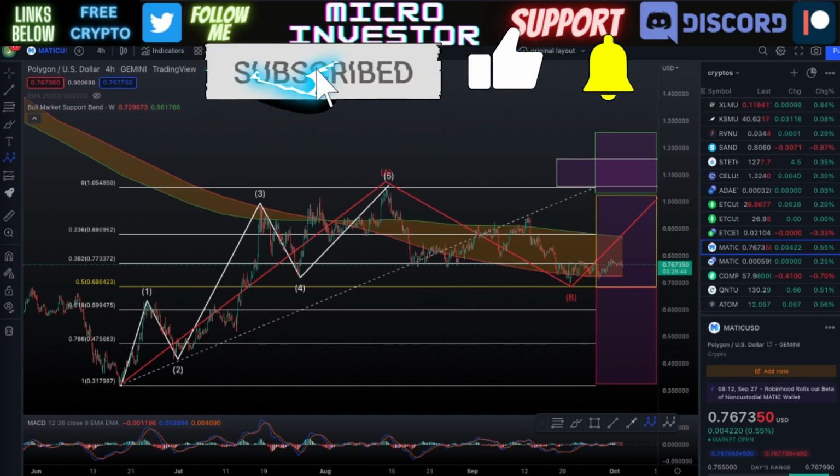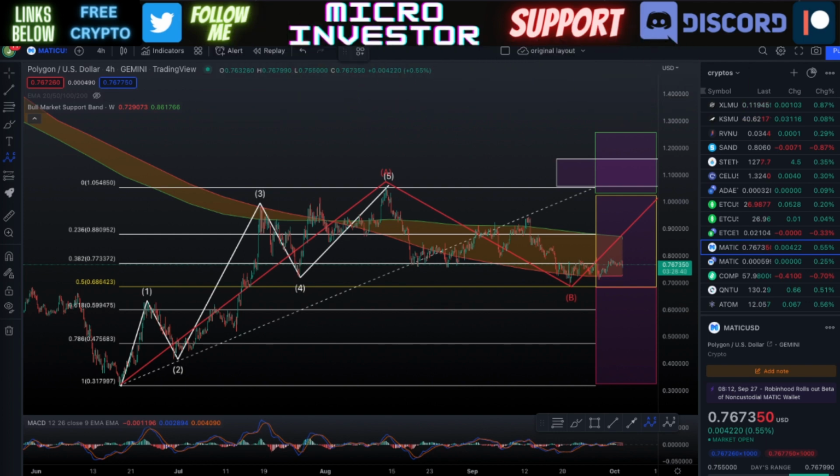Now in this video, we're going to be talking about Polygon, also known as MATIC. So what's currently going on with Polygon? It is trading within this 50% Fibonacci level right now. We're really working on trying to get above that 38% level. And I'm thinking that we're going to probably see some pretty good price pumps as we do start to power through that.